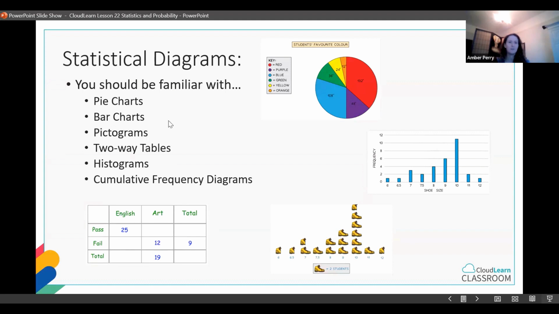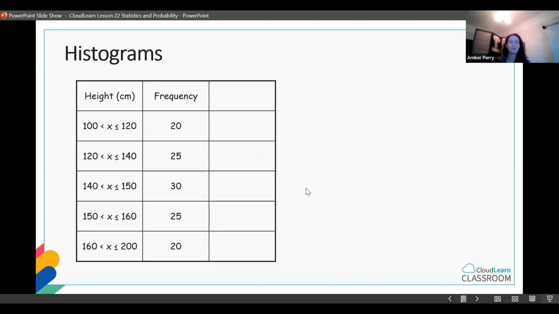So the first 4, just go through them. I'm sure you've got plenty of resources you can have a look at if you're unsure. Histograms, I'm going to go through because they are quite popular on GCSE papers. A histogram is a bit like a bar chart, but they can have different class sizes, different group sizes, which a bar chart cannot have.